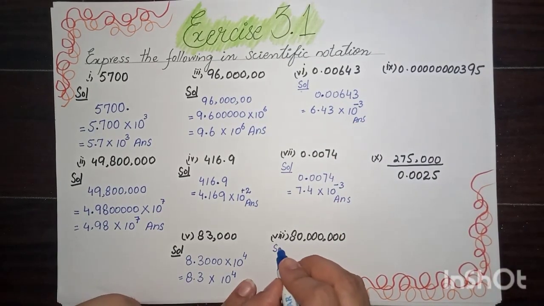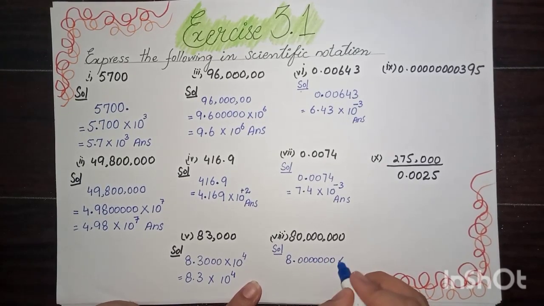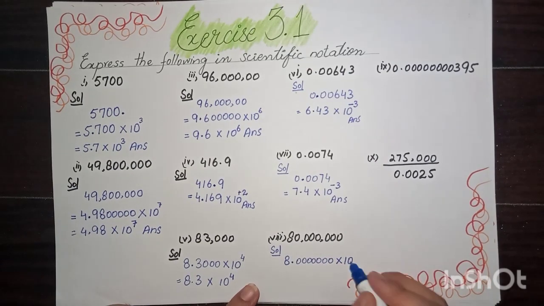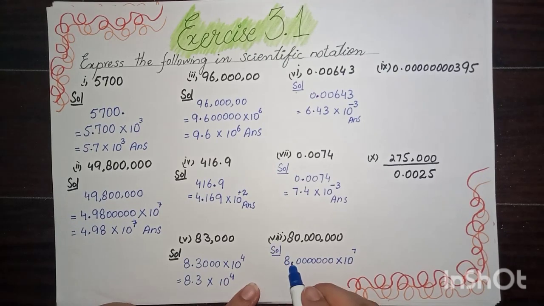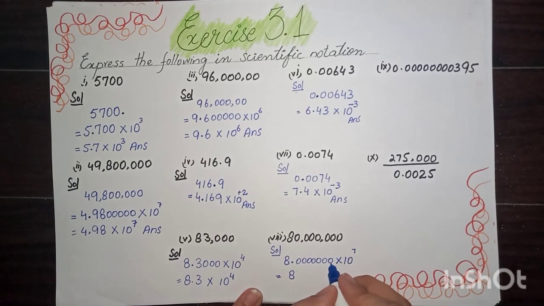Again this is 8.000000, then 10 raised to power. How many zeros are there? 3 and 3 6, plus 1 7. But I will place this decimal from right to left. So I will write 8. There is no need to write these zeros after this number 8, because these zeros have no value. So I will write 8 times 10 raised to power 7, and this is my answer.